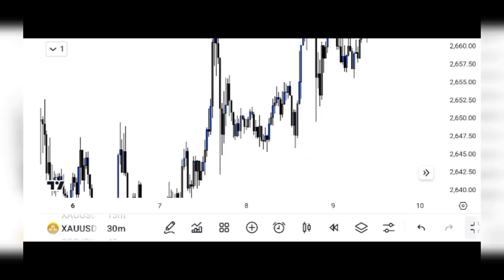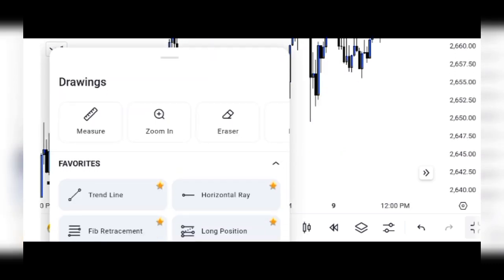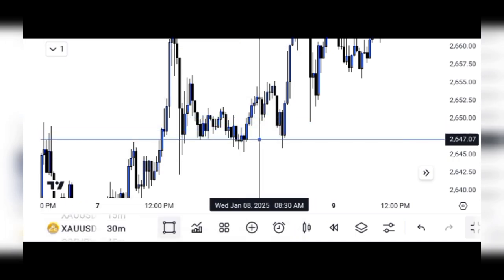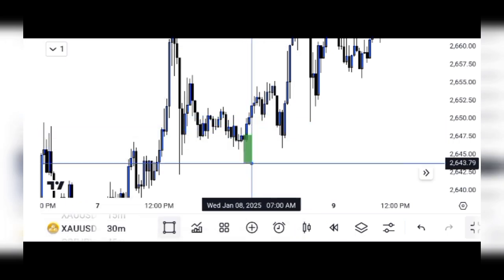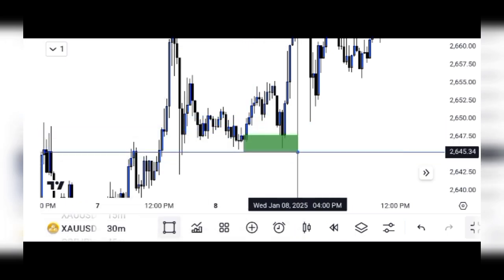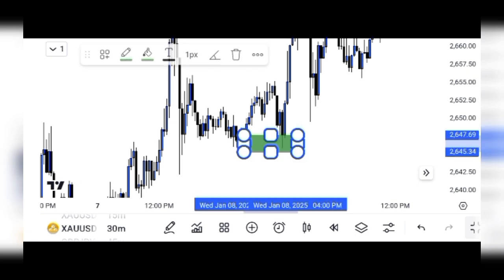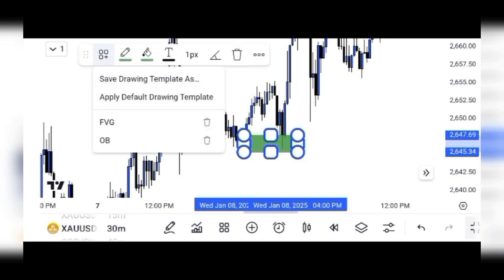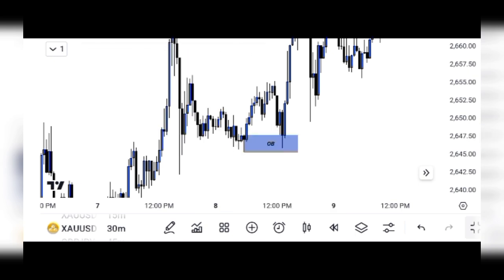Here's an example. You can see what I have here. I am able to spot my entry, which is my order block right here.